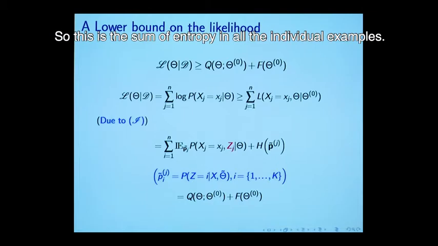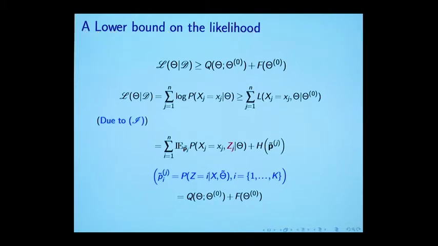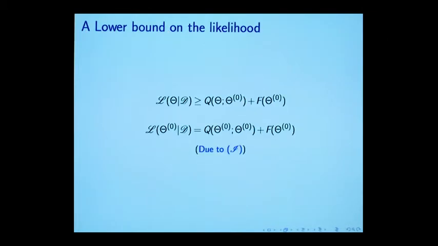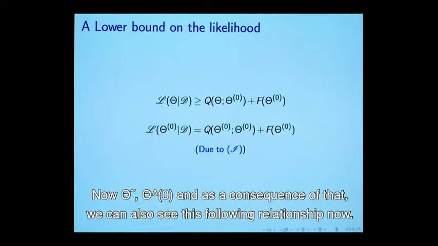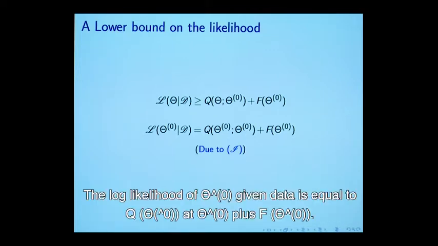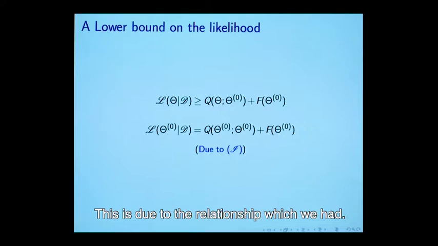So, this is the sum of entropy over all the individual examples. Now there is one more interesting fact. You also noted that the inequality is tight when theta equals theta tilde in the previous example. Now, theta tilde is theta 0, and as a consequence we can also see the following relationship: the log likelihood of theta 0 given the data is equal to Q of theta 0 at theta 0 plus f of theta 0. This is due to the relationship which we had.